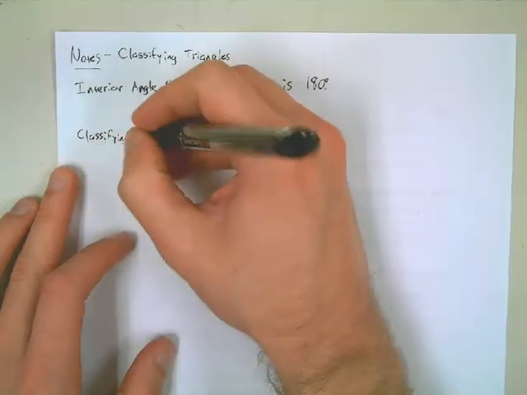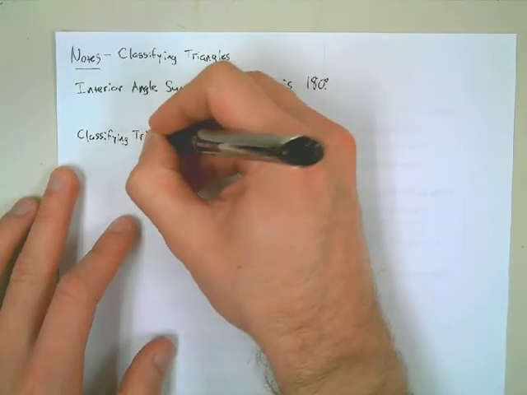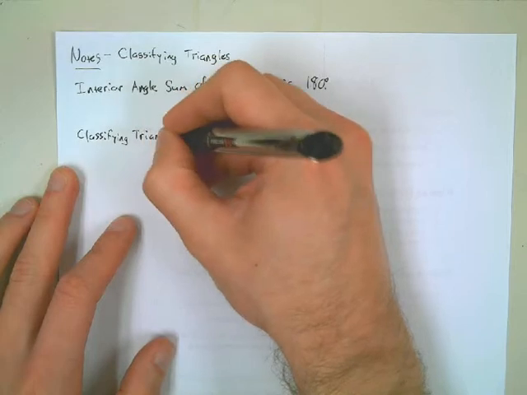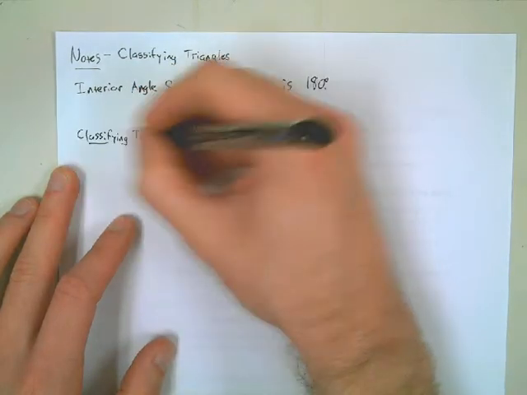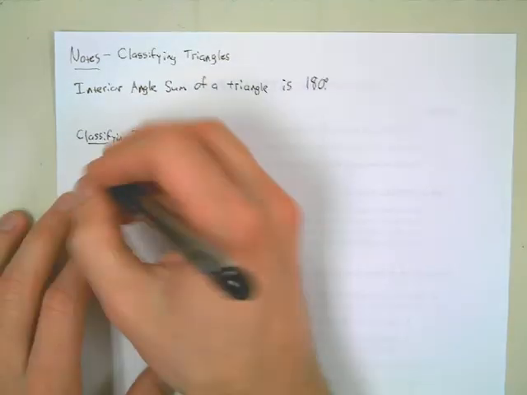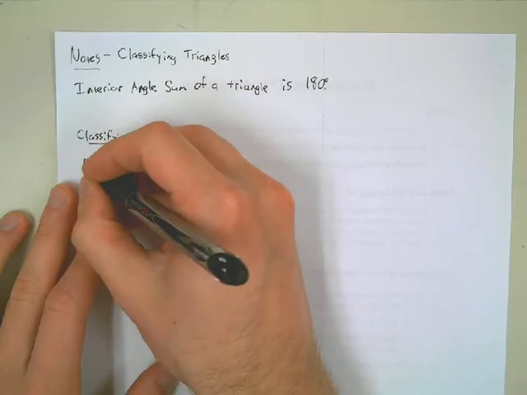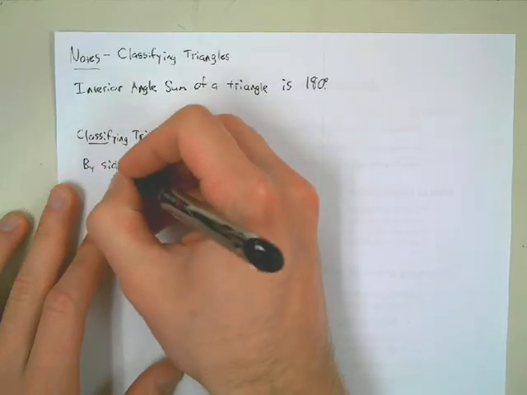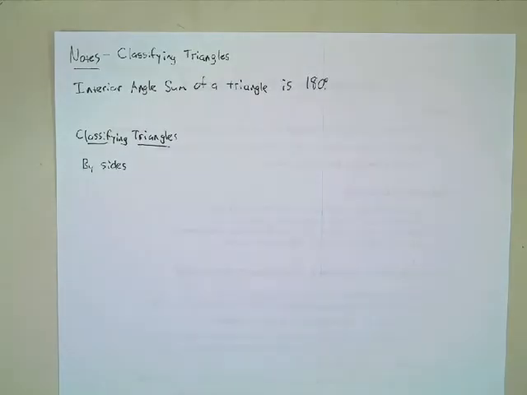All right, so let's get into the actual classifying of triangles, the naming of them, the describing of them. You may have already seen these names before in previous geometry classes. The first way we're going to classify triangles is by their sides.